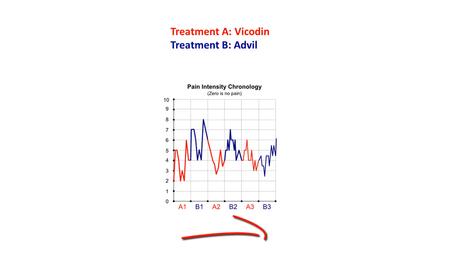This graph shows pain levels changing over time. The graph has a 0 to 10 scale, where 10 is really bad pain and 0 is no pain. The patient has been taking Vicodin for a period of time, then Advil, then Vicodin. We can see some patterns. It looks like pain levels are a little lower on Vicodin.